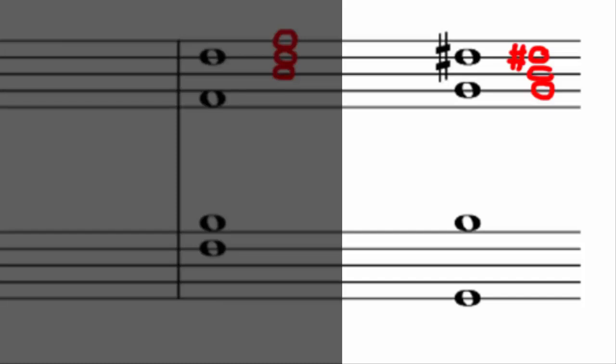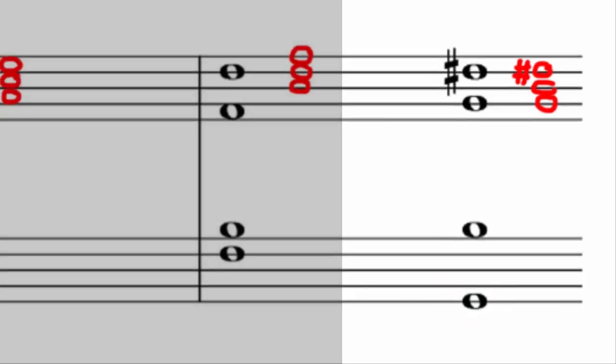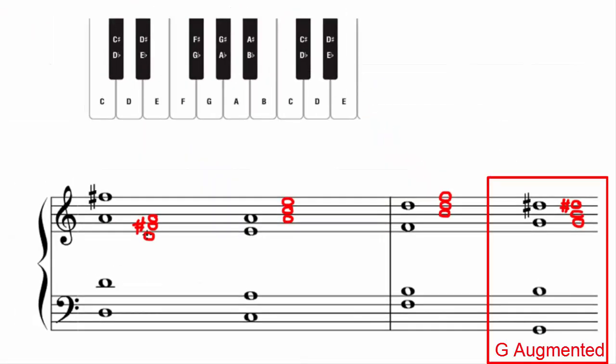Looking at the bass note, we can see that it is a G, and in this case, that is the root. That means that this is a root position chord. As the root is a G, we are looking at a G augmented chord in root position.